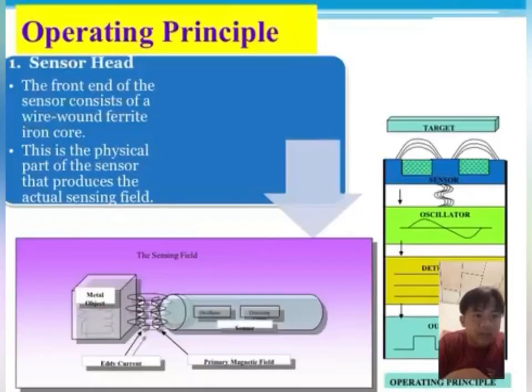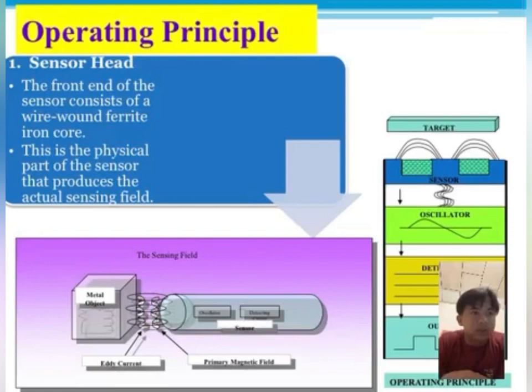Okay, let's go for the operating principle for the sensor head. It consists of a wire wound ferrite iron core, and it is the physical part of the sensor that produces the actual sensing field. That means when this sensor head detects the upcoming metal past the magnetic field produced by the sensor, it will change the circuit inductance.